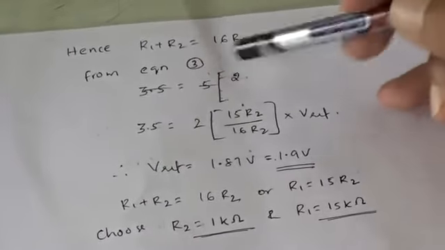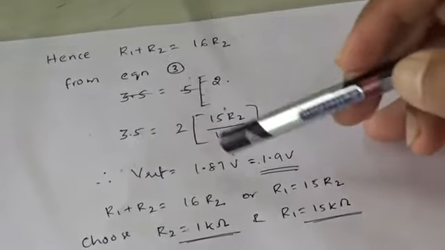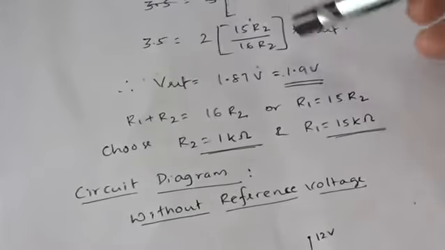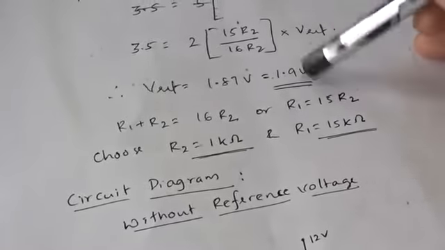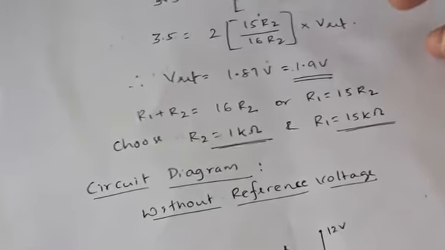So by using these two equations we will find out the value of V reference, and similarly we will find out the resistance values also, R1 and R2. So here again I will assume R2 is equal to 1 kilo ohm, and if I assume R2 is equal to 1 kilo ohm, I will get R1 is 15 kilo ohm. And so this is the second circuit with reference, and the previous circuit is without reference. There I considered V reference is equal to 0.